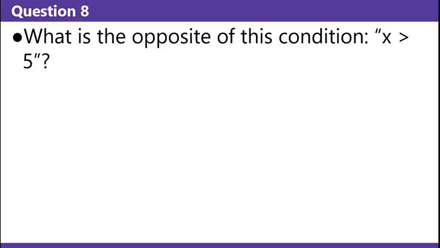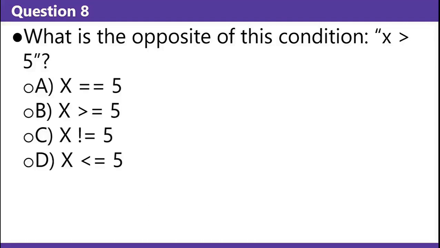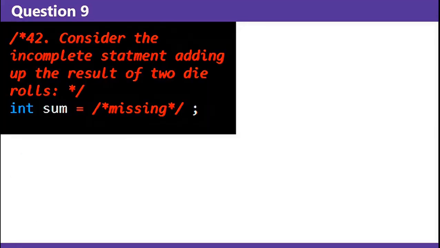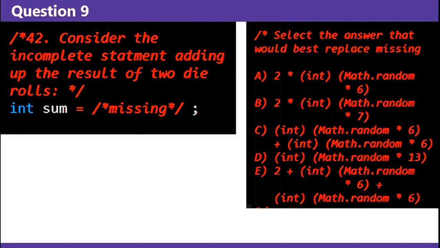Question 8 asks, what is the opposite of the condition x greater than 5? The opposite of greater than is less than or equal to, so the answer is D. Question 9 asks for the best expression to sum two dice rolls. Only answer E accounts for the possibility of both Math.random calls resulting in 0, so it's the correct answer.